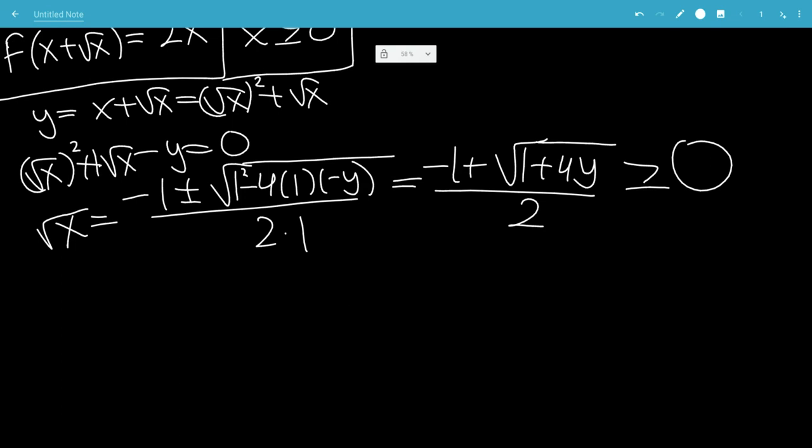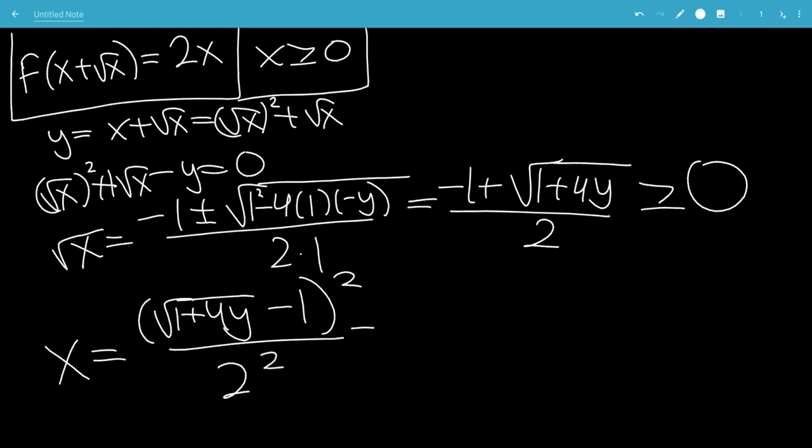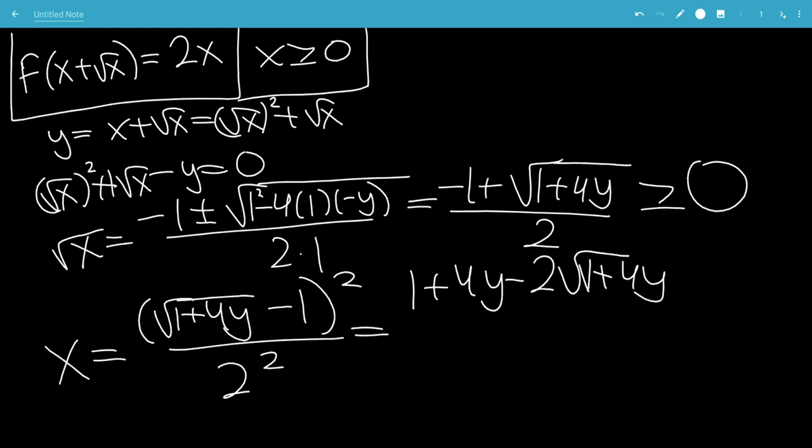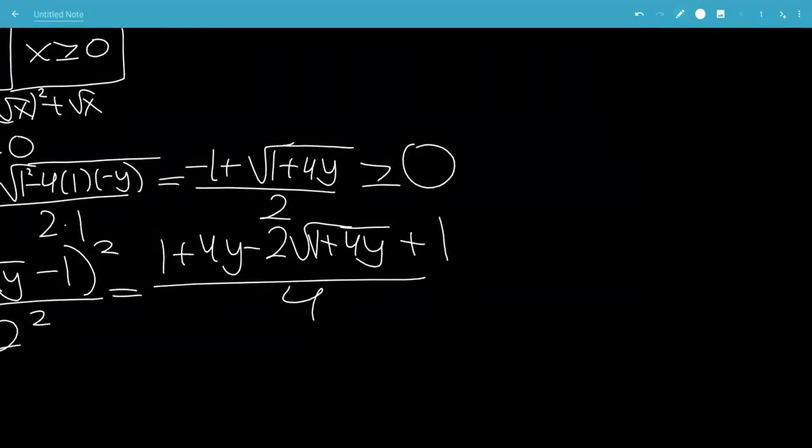Okay, so now we want 2x. So now we have to solve for x. So we square the square root of x. So we get square root of 1 plus 4y minus 1 quantity squared equals 2 squared, which will be 1 plus 4y minus 2 times square root of 1 plus 4y. Then negative 1 squared is plus 1. 2 times 2 squared is 4. And 1 plus 1, we can replace that with just 2.